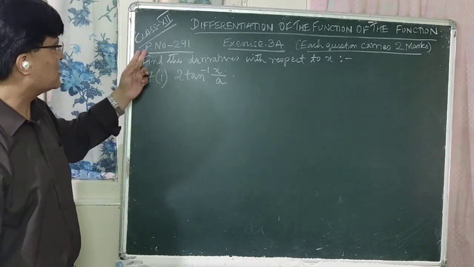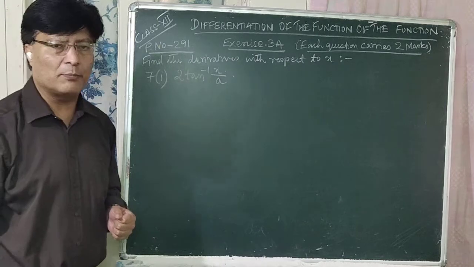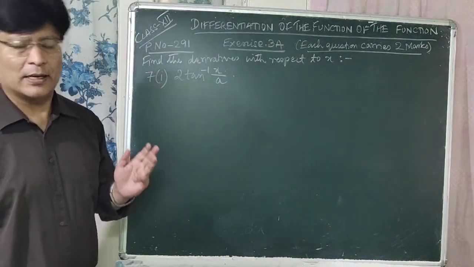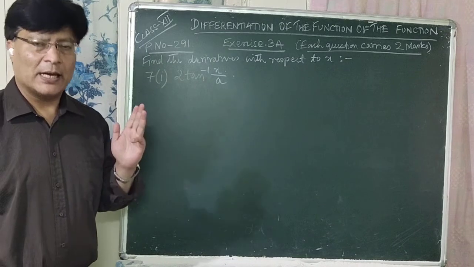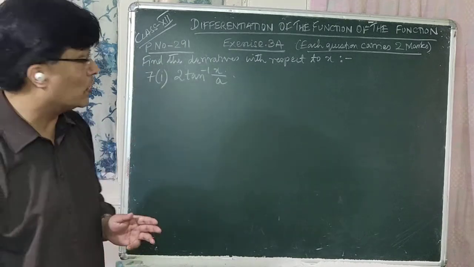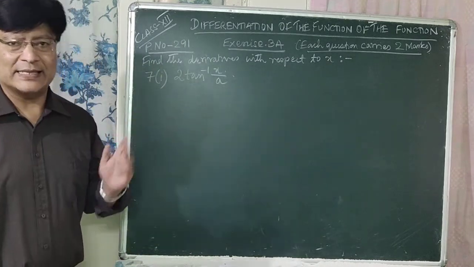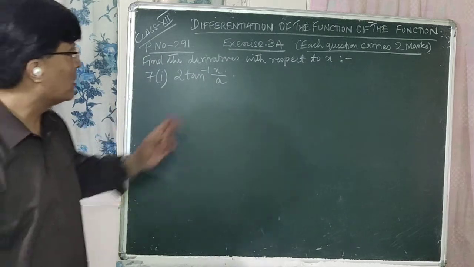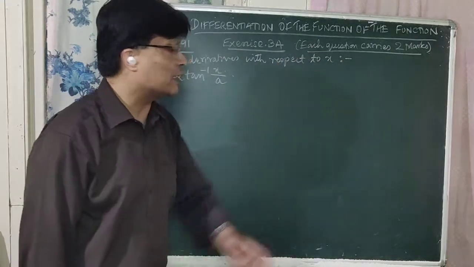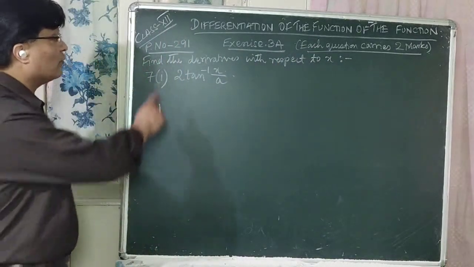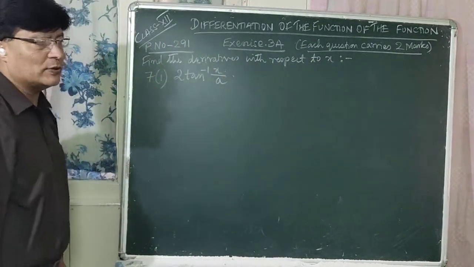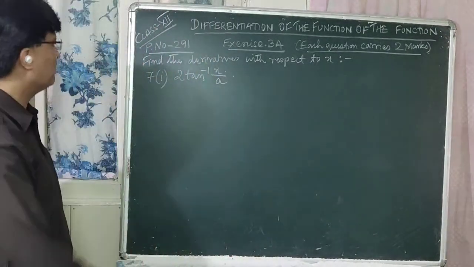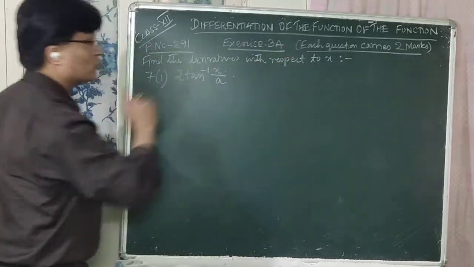That is page number 291. The book used here is Higher Secondary Mathematics, Higher Mathematics for Class 12 by Sailendra Pradhan. So exercise 3a, each question carries 2 marks. Let's find the derivatives with respect to x.